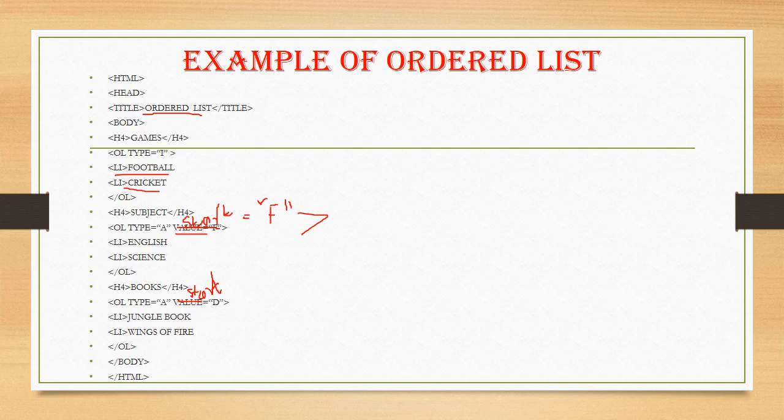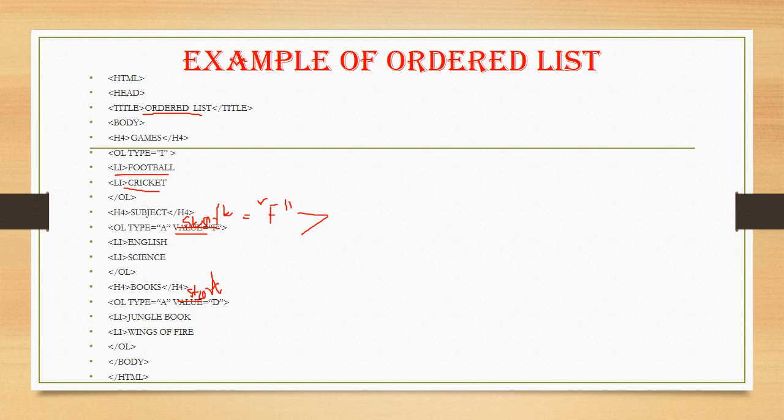Now next is books. Okay, so what are the different types of books I have? H4, books is the heading, OL type A and start equal to D. From D I am starting. Instead of type you can give anything, small letter a, start equal to G, anything you can give, or number 1, start equal to 10, anything you can give.